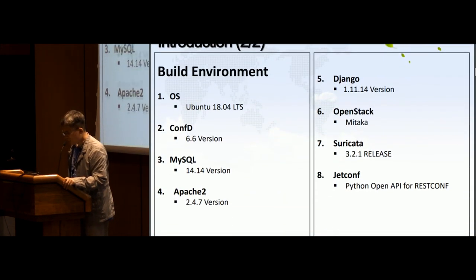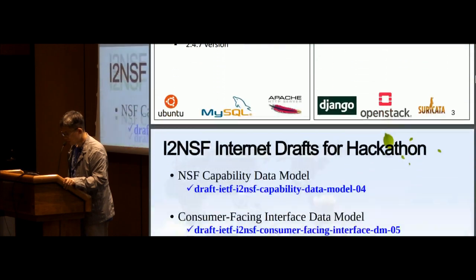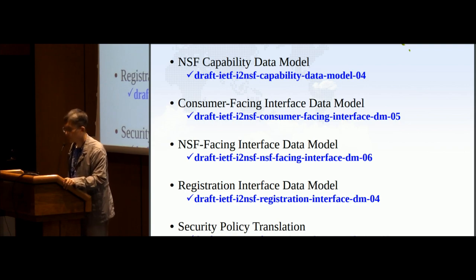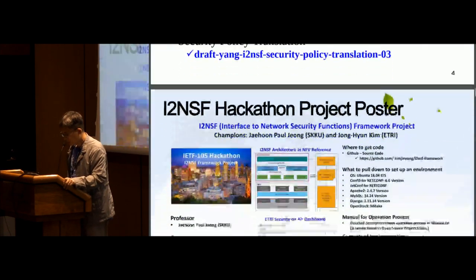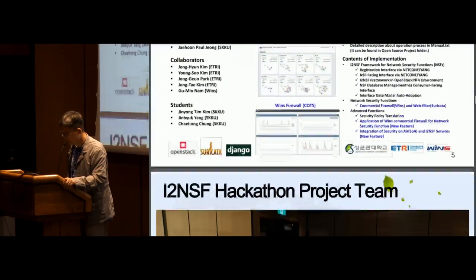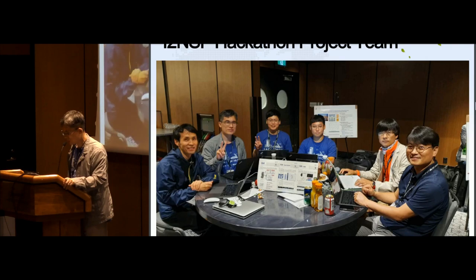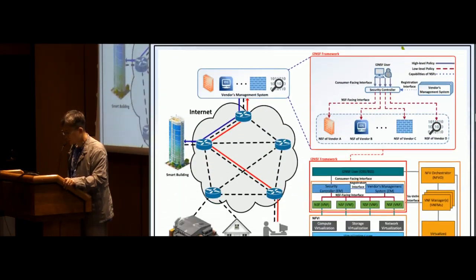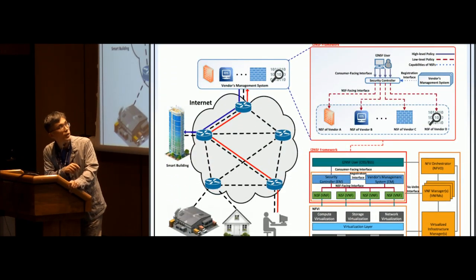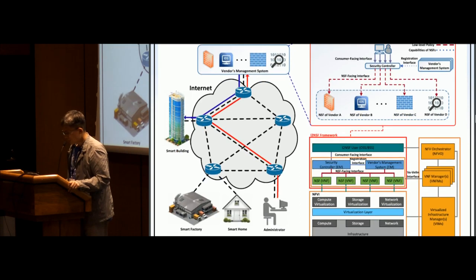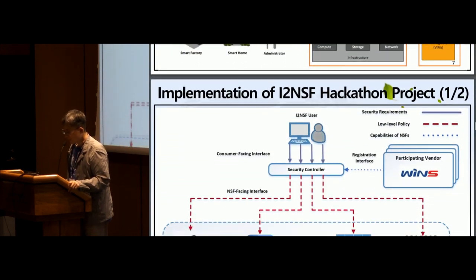So this is a building block. And this shows the Internet draft at the I2NSF working group. And this is a poster. So this is our team portal, which we worked on together during the weekend. So this figure shows the I2NSF framework. This is the ninth I2NSF framework project, so you may be familiar with this one.